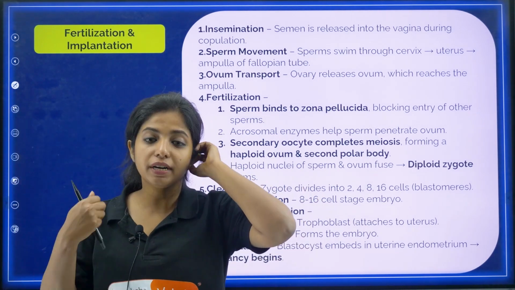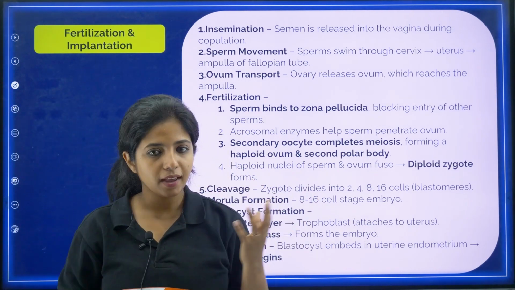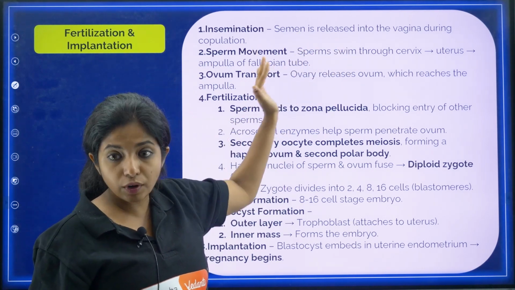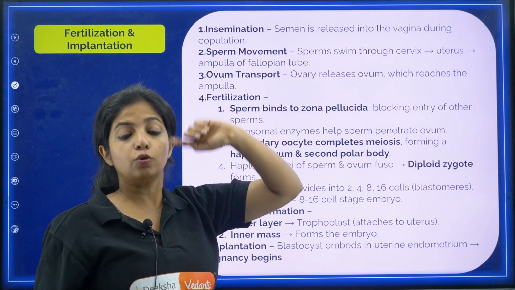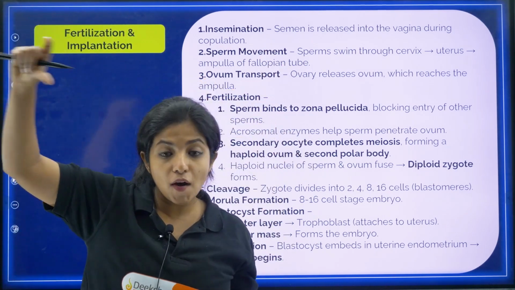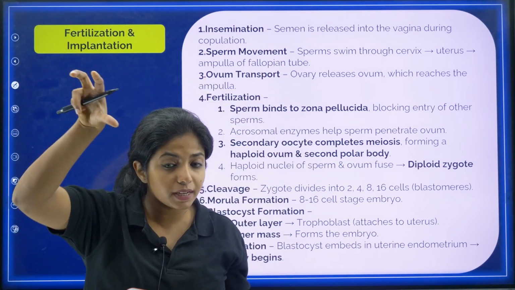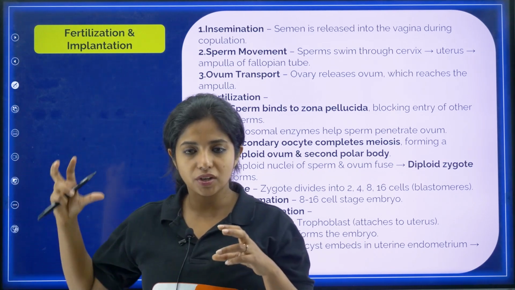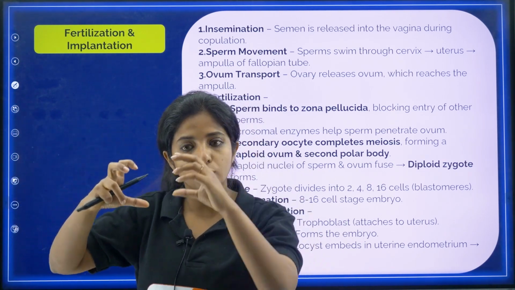Suppose fertilization is happening. So how does it happen? Insemination happens where the semen is released into the vagina during copulation. Sperm move through the cervix to the uterus towards the ampulla of the fallopian tube. I told you the ampulla is the place where fertilization occurs. The ovum also gets transported there, and the sperm is also going to come there.